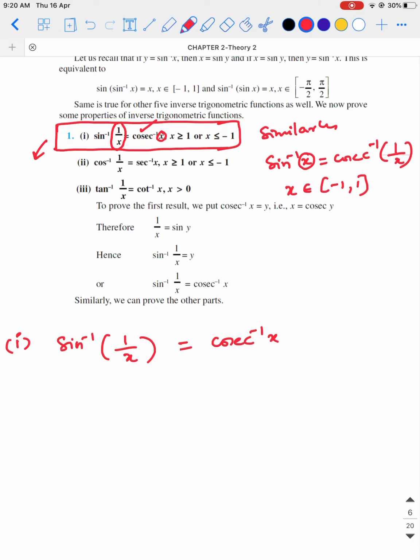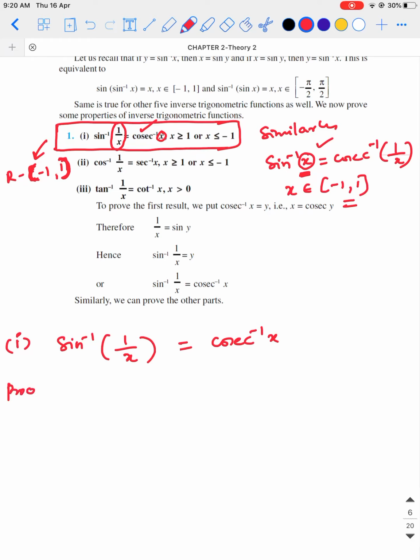the domain. So here, the domain is going to be any real number except the values between minus 1 to 1 open bracket. Whereas in the second case which I have mentioned, sine inverse x is equal to cosecant inverse 1 by x, here this one is going to decide the domain. So we know that the domain of sine inverse x is between minus 1 to 1. Okay, so let's try to prove it.